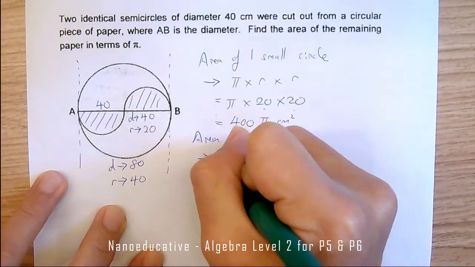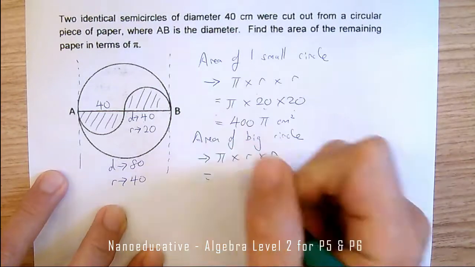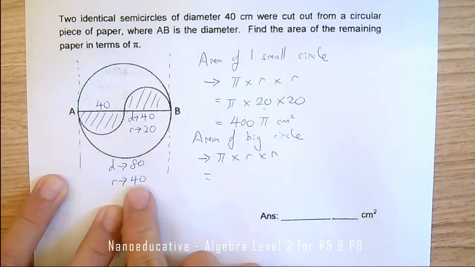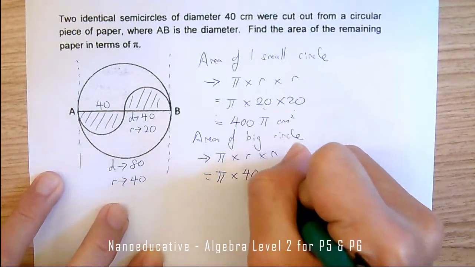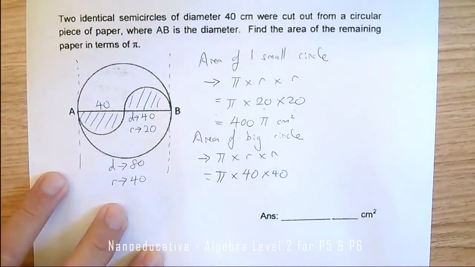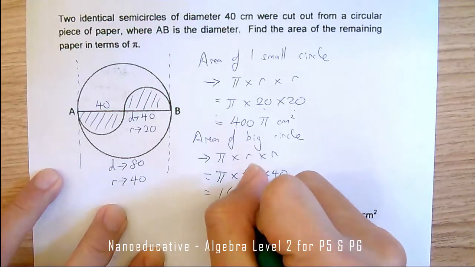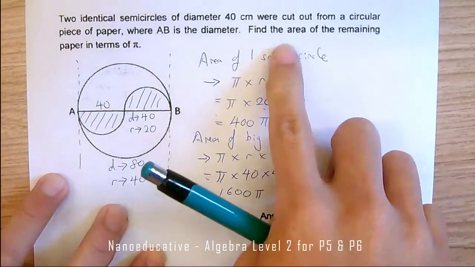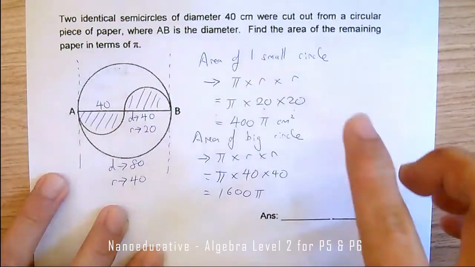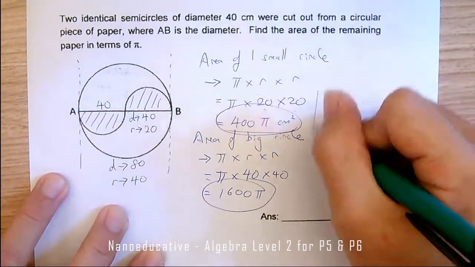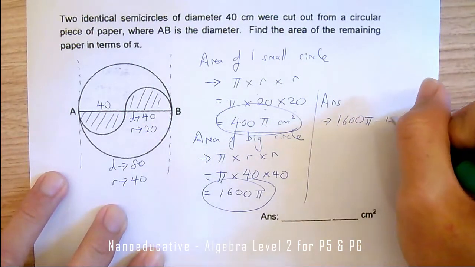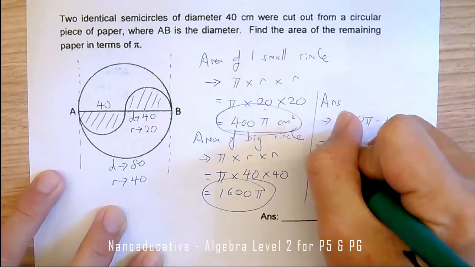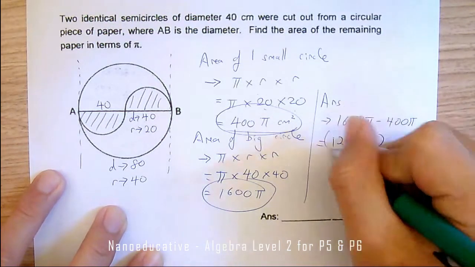Again, arrow, formula. Do I have the radius? Yes, I do, because I did it over here. So that is why I do this kind of thing. So it's pi times 40 times 40. So 40 times 40 will give us probably 1600. Am I correct? Yay, 1600. So it's 1600 pi. Therefore, in order to find the area of the remaining paper, I will have to take this minus this. So my answer would be 1600 pi minus 400 pi, and that will give me 1200 pi cm squared.